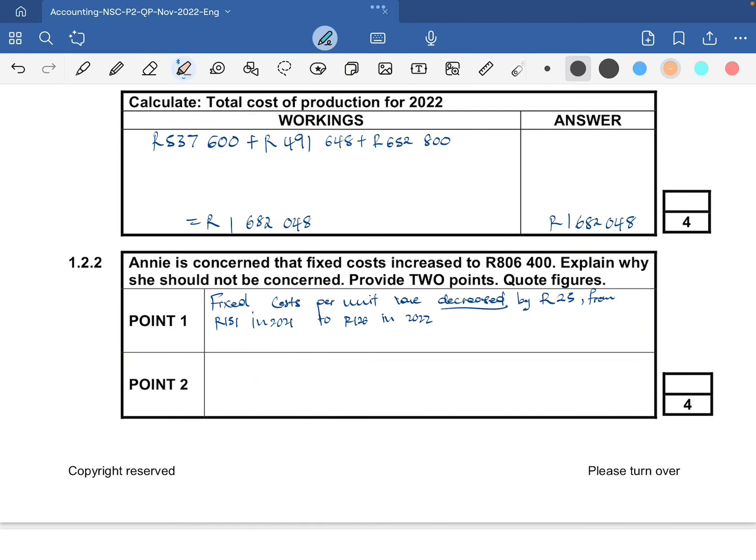Right, so let's see the components. This is a trend, this is the difference, and here I am quoting figures. So that is how you will structure your response. You can start with any and end with any. So now we know that the fixed cost per unit has decreased by 25 rands from this to that. And you can also go as far as calculating the percentage decrease or increase, but it is a decrease in this instance.